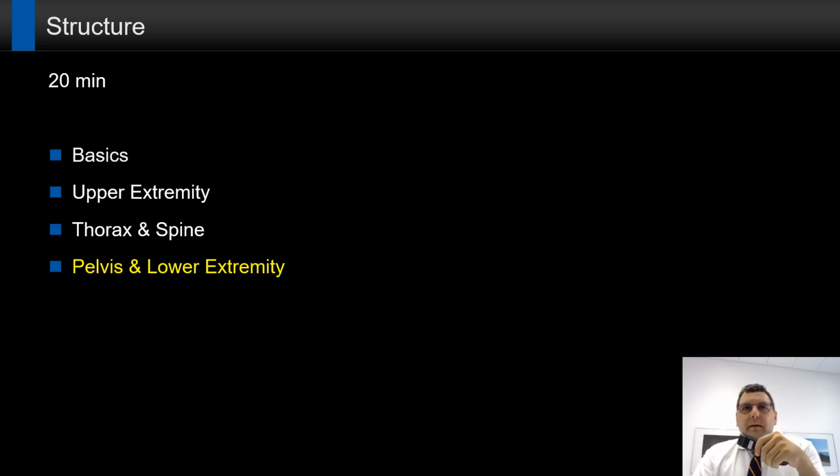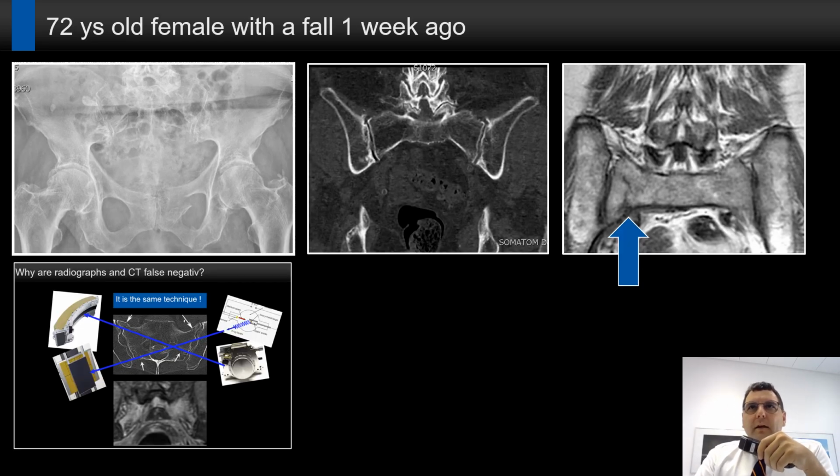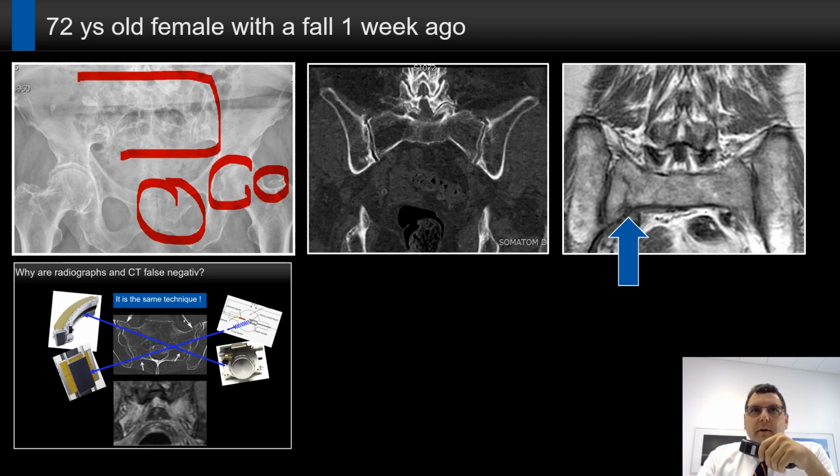Let's move on to the pelvis and lower extremity. This is a 72-year-old patient, and she had a fall 1 week ago. The initial x-rays showed basically nothing, some degenerative changes of the hip. Also you can see there is an old fracture here, which was already known. But the big question was, is there any problem back here in the sacroiliac joint and in the sacrum?